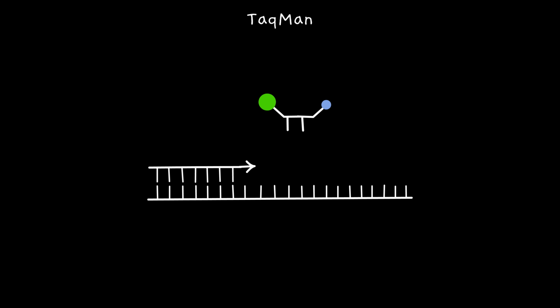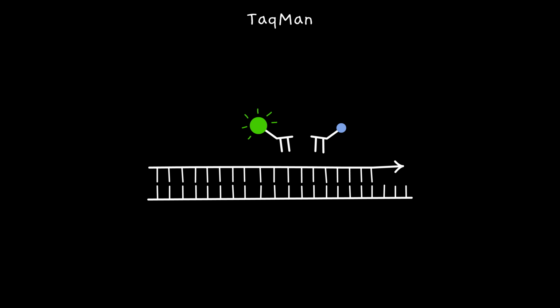TaqMan uses a sequence-specific probe carrying a fluorescent reporter and a quencher. While they are close together, the quencher suppresses the signal. The probe binds between the primers, and during extension, the 5' nuclease activity of Taq polymerase cleaves it. This separates the reporter from the quencher and produces fluorescence.